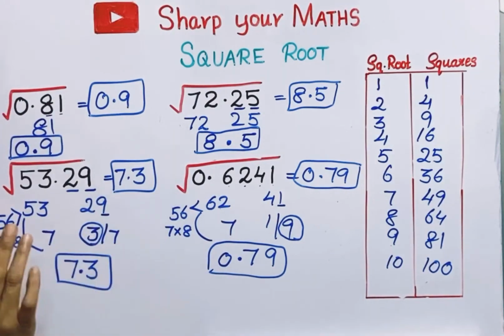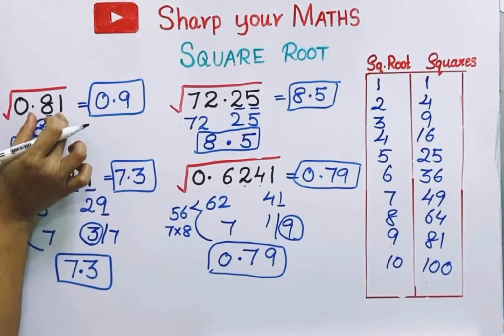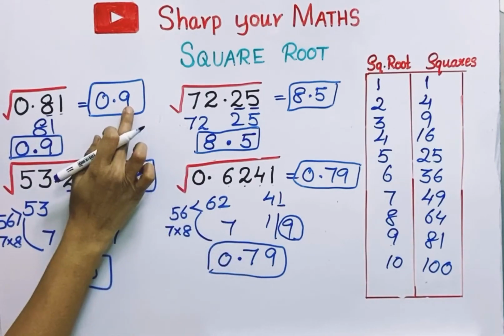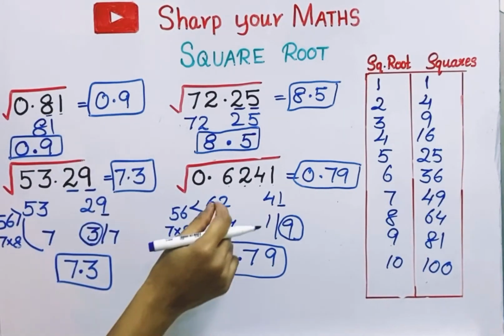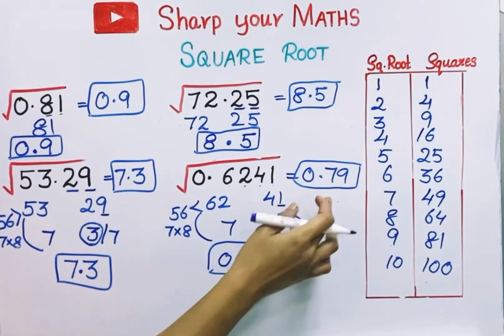Next, at last, to insert the point, check the number of decimal places in the question. If the question has 2 decimal places, take off half of it. The answer should have 1 decimal place. If the question has 4 decimal places, take off half of it. The answer should have 2 decimal places. That's it.